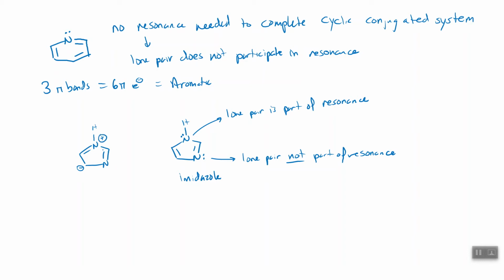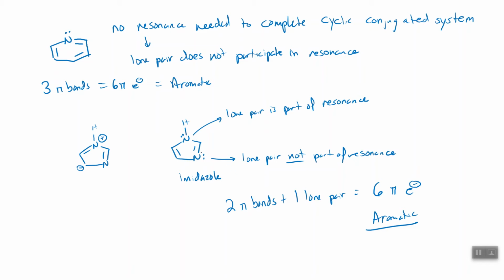Right now we have 2 pi bonds plus a lone pair over here. That counts as 6 pi electrons. So once again, you have 2 pi bonds plus 1 lone pair, 6 pi electrons. Imidazole is also an aromatic compound. But notice that it's an aromatic compound that has this nitrogen lone pair, which is not a part of resonance.